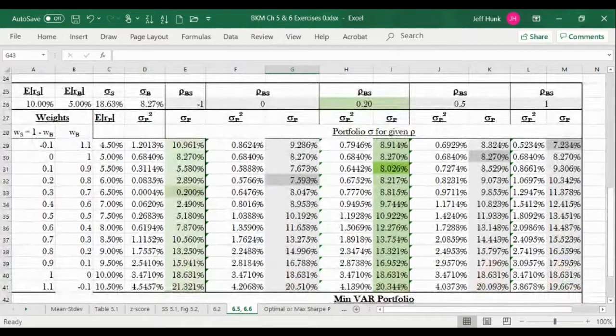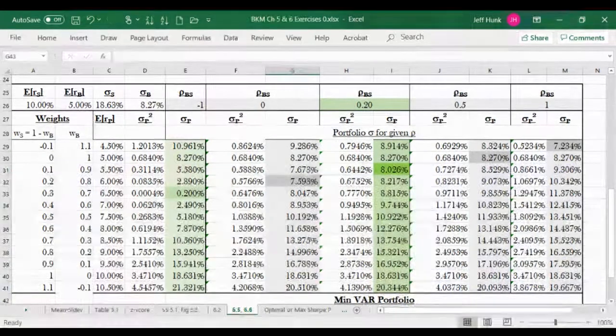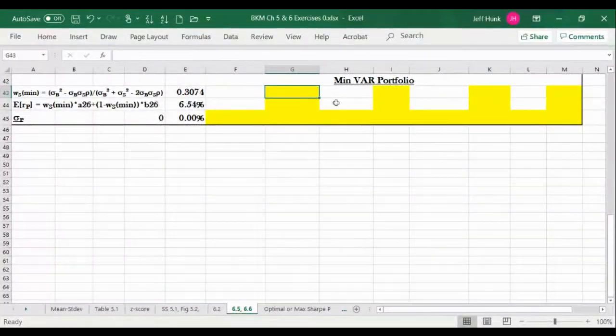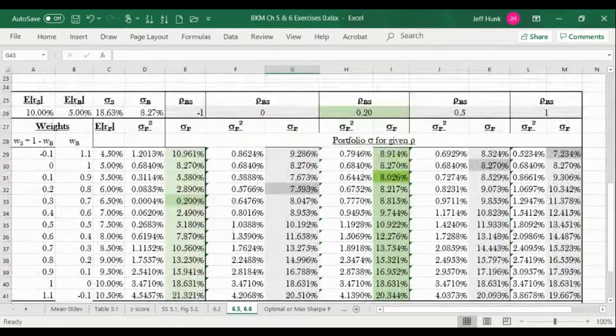I mean, we are already out of time, so I cannot continue. I will have to cut off the video at this point, but the rest of it is simply replicating this under all different correlations. Okay, that makes sense?